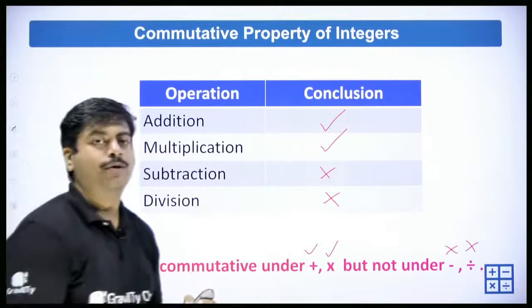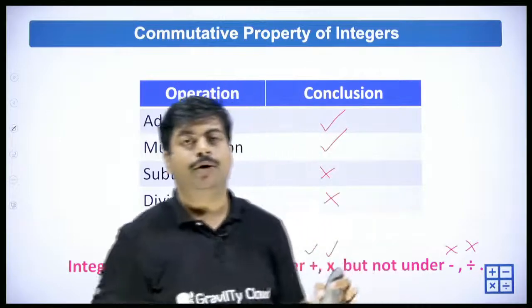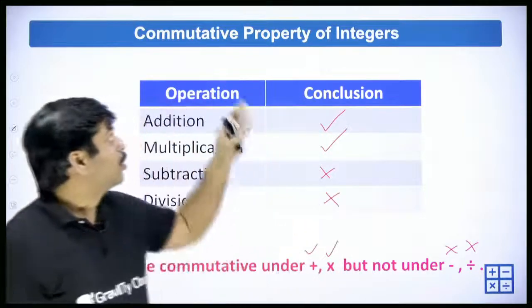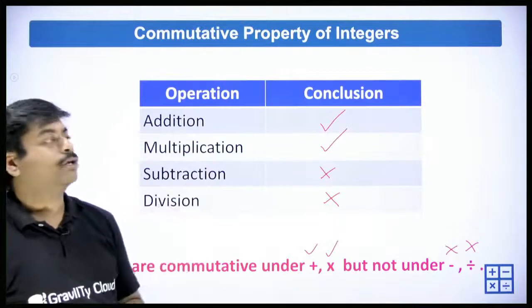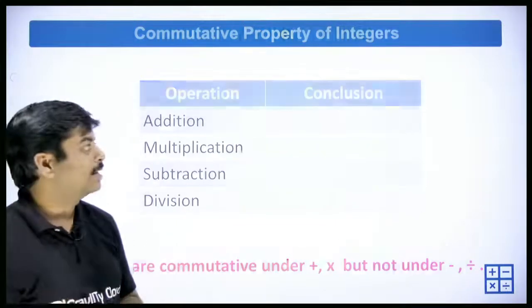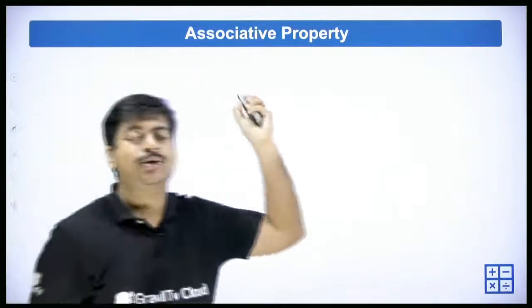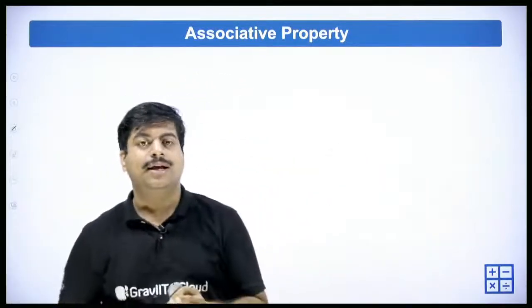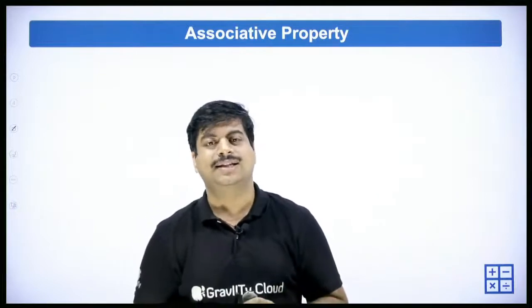So I hope you understood all these topics. We have discussed commutative property and closure property. I hope you understood all this, right? So that's all for today's class, and we'll continue with the next class with some more properties, that is associative property. The next class we are going to discuss associative property, and after that we have a couple more properties also. So all these we're going to cover in the next class, right?